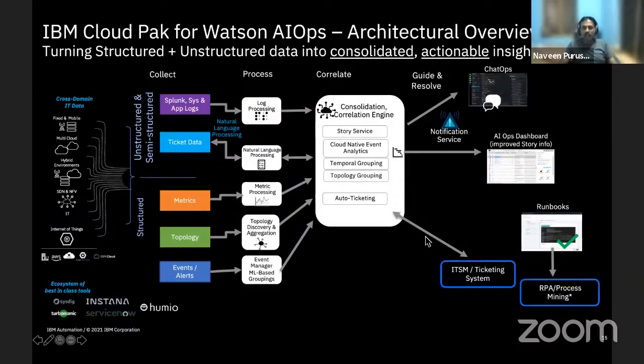And the other thing that is important here is the AI-based dashboards, which provide visibility around what is happening in the environment, what is the status of the automation, and so on.